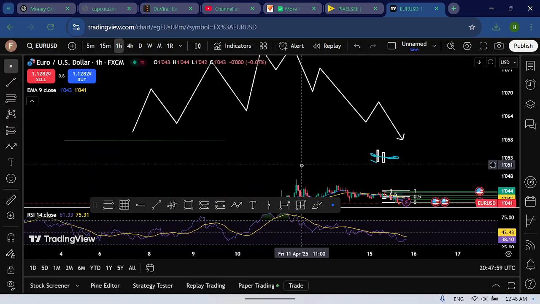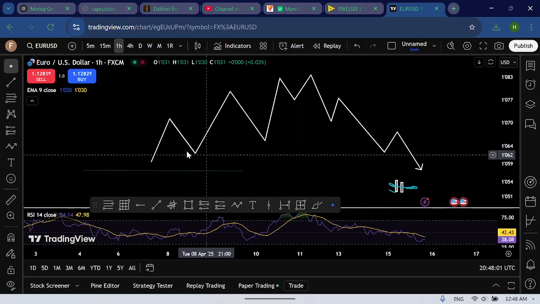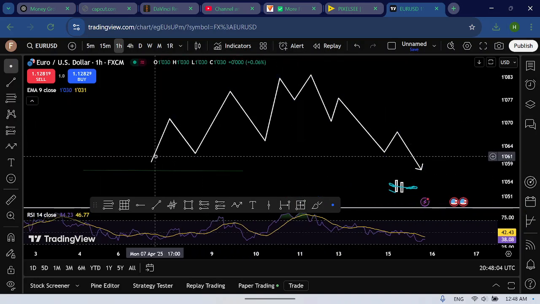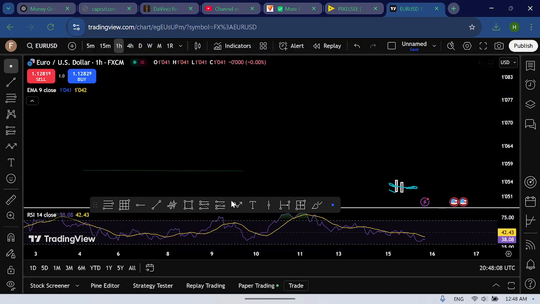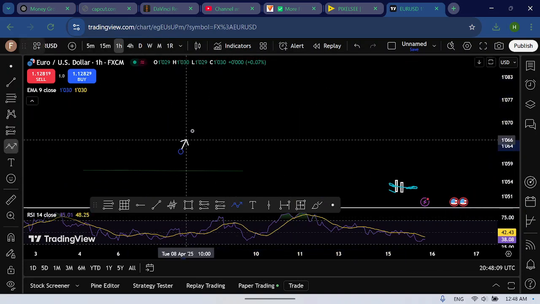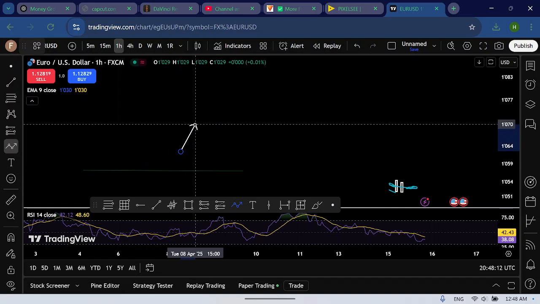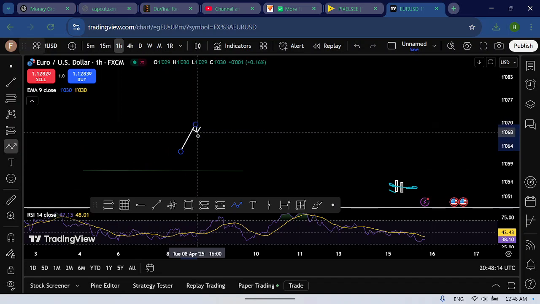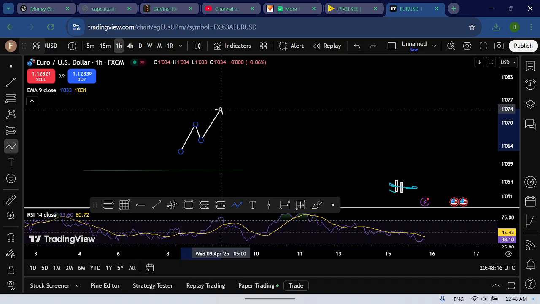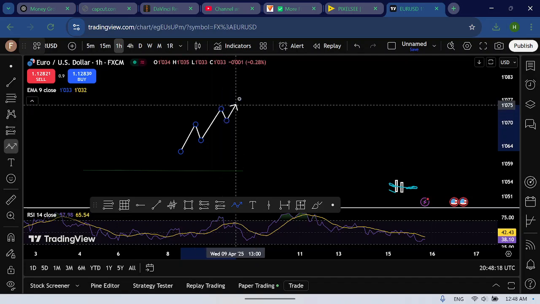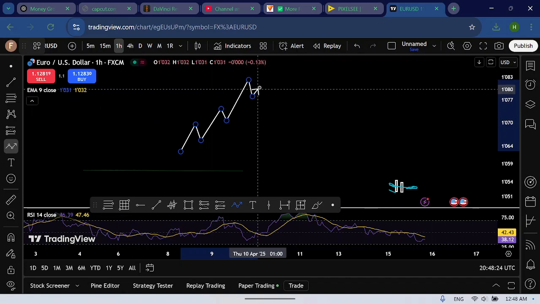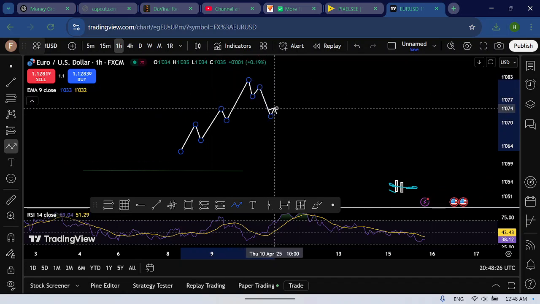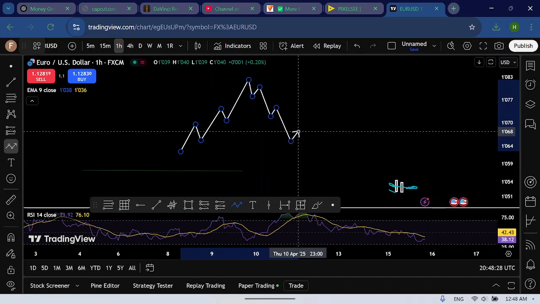So I think you understood that thing. I will draw it again and show you guys. The uptrend or bullish movement would be higher high, higher low, higher high, higher low, higher high, higher low. And the downtrend would be lower high, lower low, lower high, lower low, lower high, lower low.